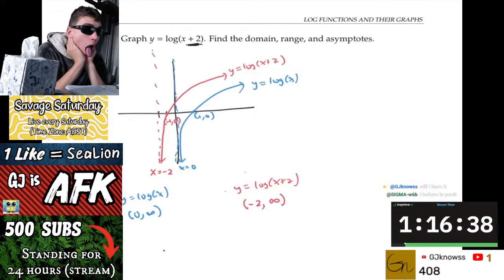My range was originally from negative infinity to infinity. Well, shifting left only affects the x value, so it doesn't even affect the range, so my range is still negative infinity to infinity. My vertical asymptote was originally at x equals 0, and since I subtract 2 from all my x values, that shifts it to x equals negative 2.